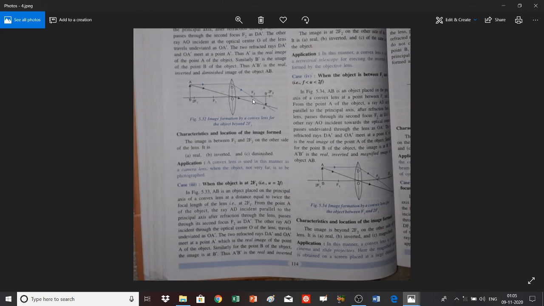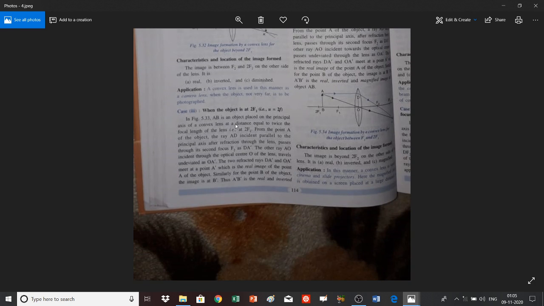So therefore, if you place an object at a distance greater than twice the focal length of a lens, the image produced by the lens, convex lens obviously, is real, inverted and diminished. Applications: a convex lens is used in this manner as a camera lens when an object not very far is to be photographed.